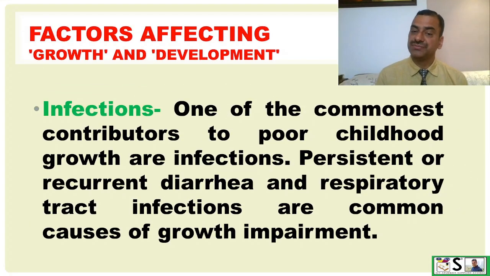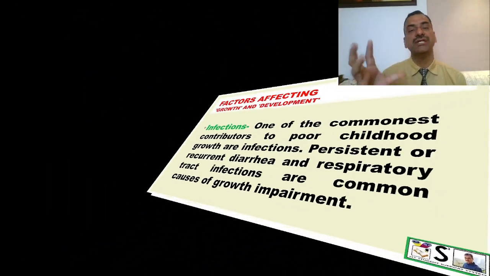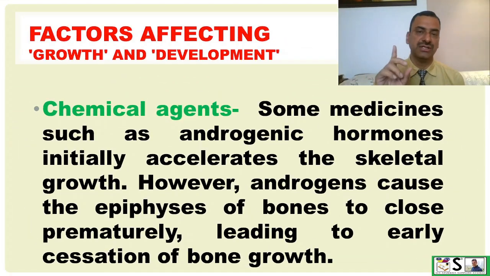Then infections. One of the commonest contributors to poor childhood growth is infections. Persistent or recurrent diarrhea and respiratory tract infections are common causes of growth impairment. All parents should know that if the infection is persistent, then the height or weight may be less. So they should point this out and get the child treated.